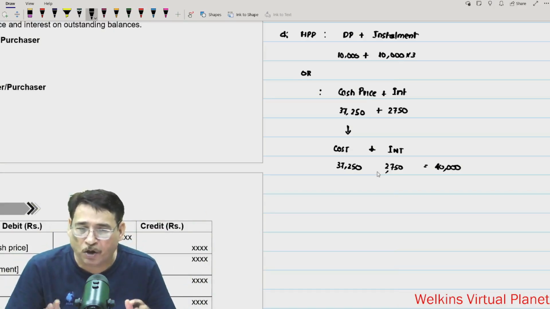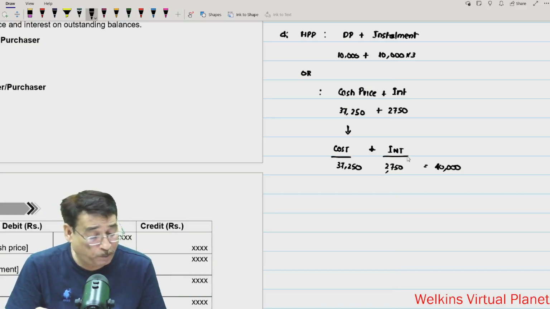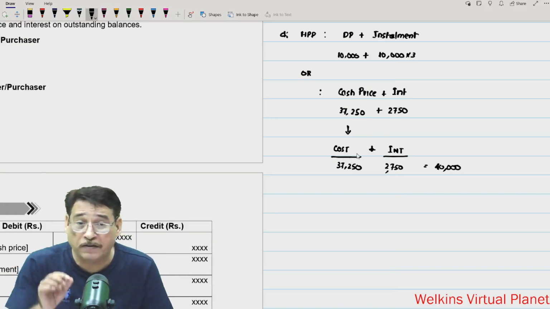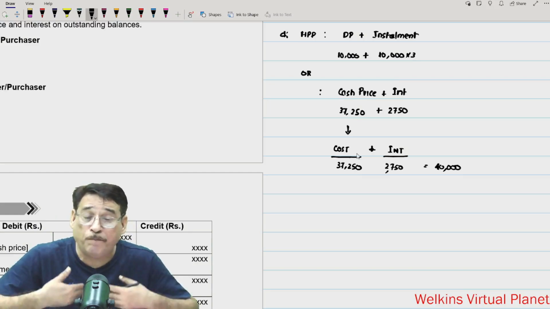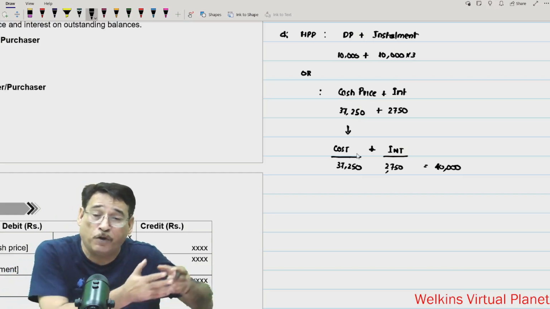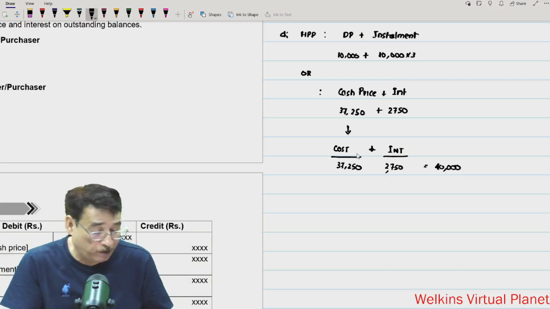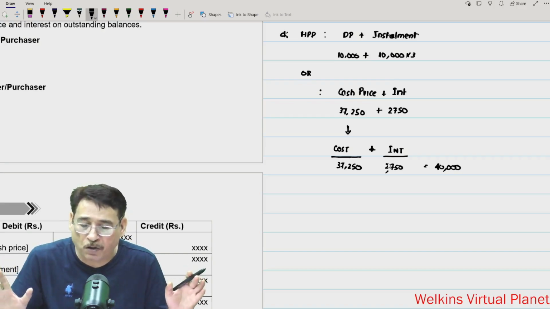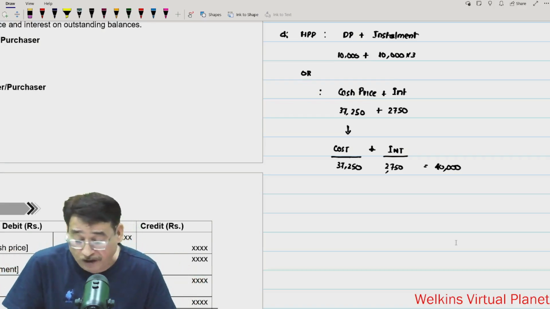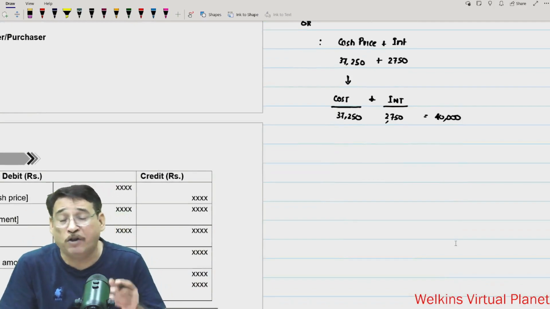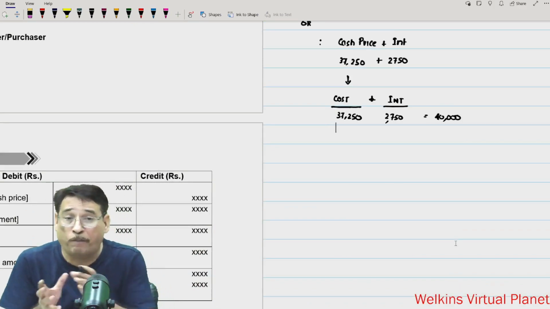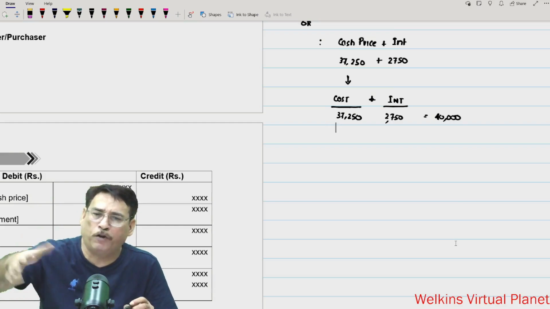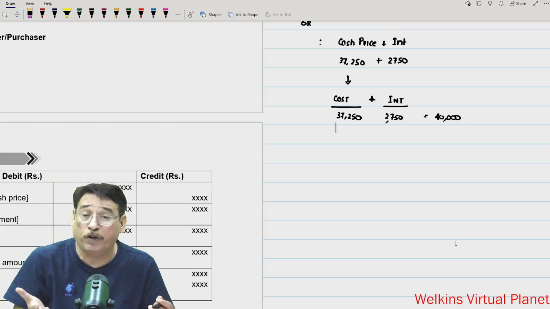Is it clear to you or not? From the perspective of the purchaser, the cost price of this particular asset happens to be 37,250, but I am paying 2750 more because I am taking time facility of 3 years. Obviously, whatever extra I am paying, that is because of time facility, that is because of interest. Is it clear to you or not? Yes, sir, absolutely clear. Now if it is clear, I am trying to make you understand the theme of this particular chapter, because most of us neglect this important part. Even after doing several questions, we do not know actually what we are doing and why we are doing it.